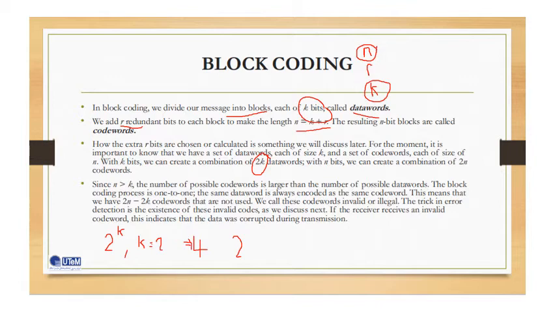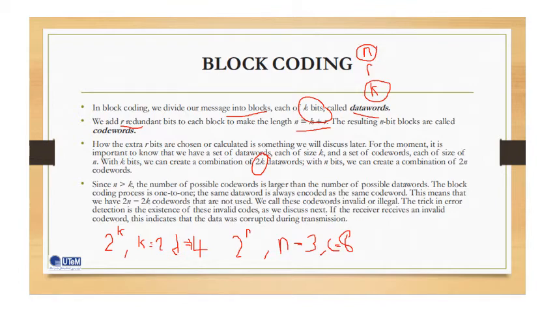If n equal to, let's say, 3, how many code words can you have? 2 to the power of 3 is 8 in total. So 8 code words. This is the data word, and this is the code word.